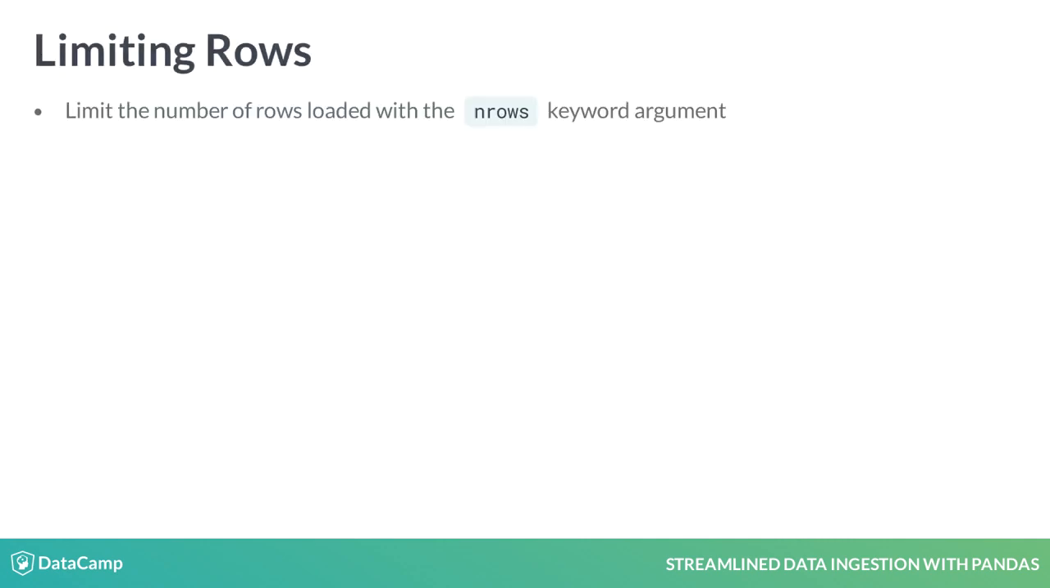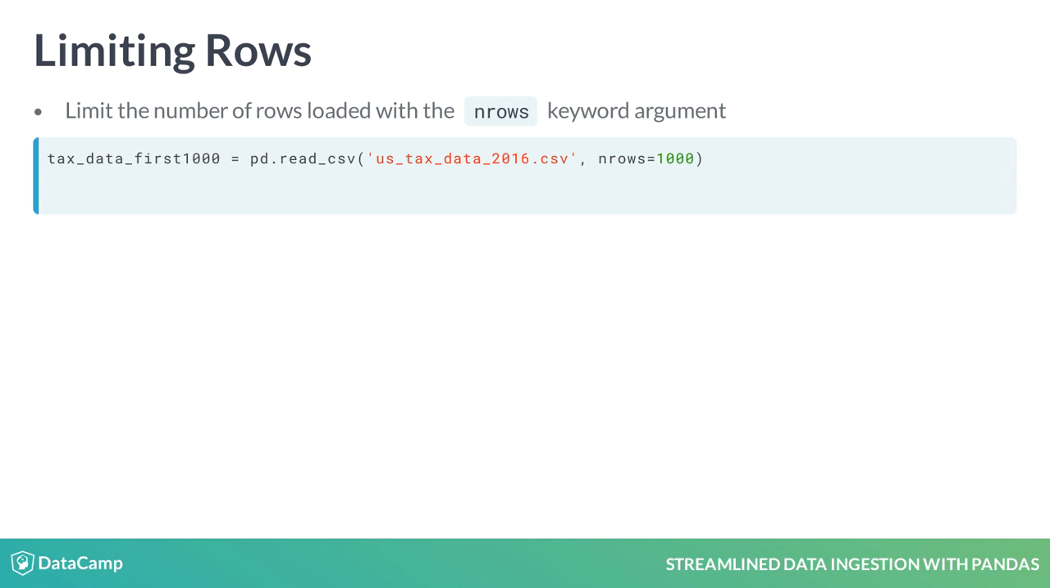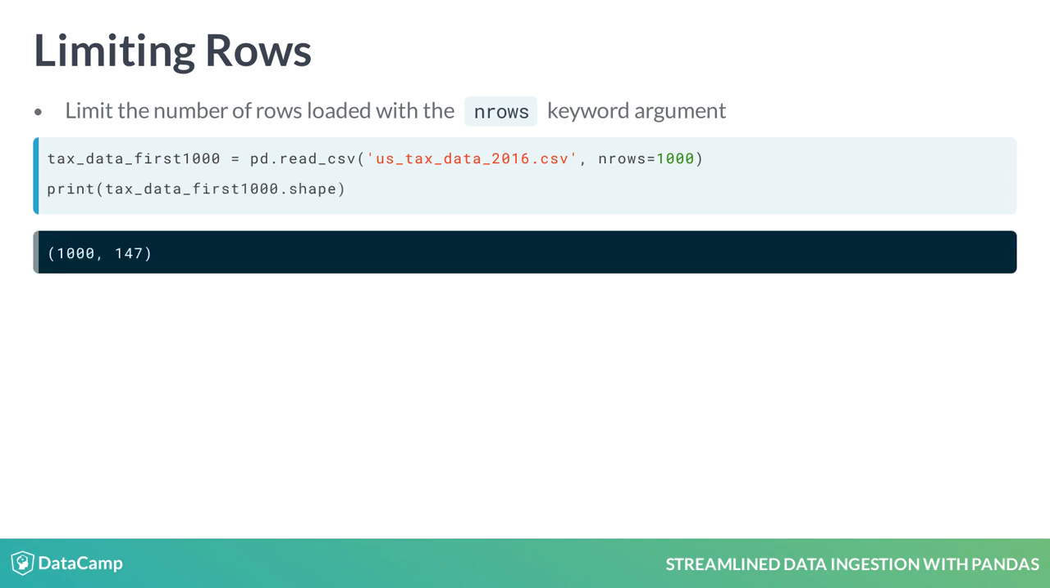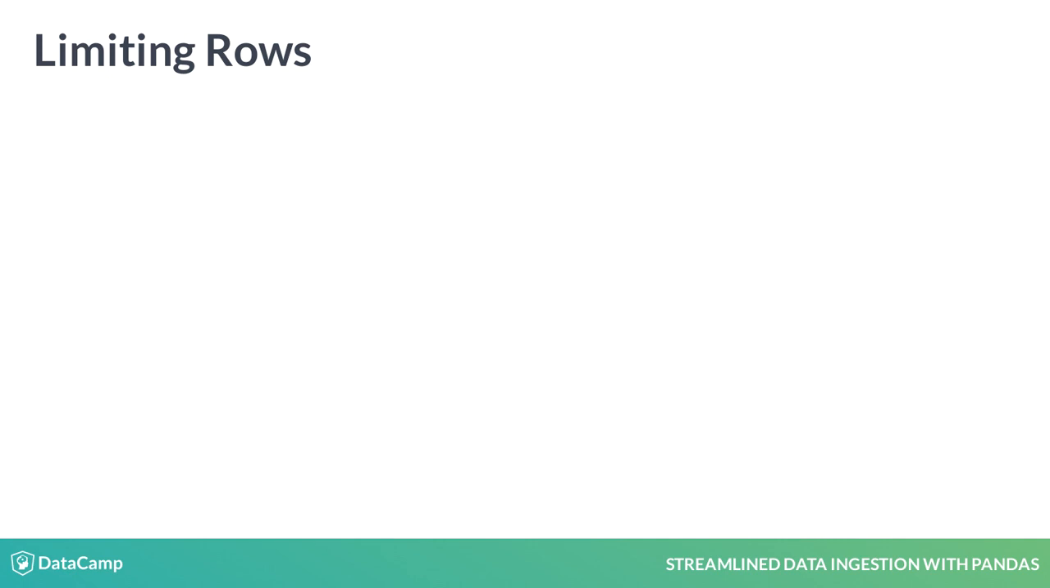Another option is to reduce the number of rows imported with the nrows argument. When reading the file, we pass an integer of the maximum number of rows we want, 1000 here. Checking the data frame's shape, we see we have exactly the number of rows we asked for. nrows is especially handy when combined with the skiprows argument to process a file in chunks.